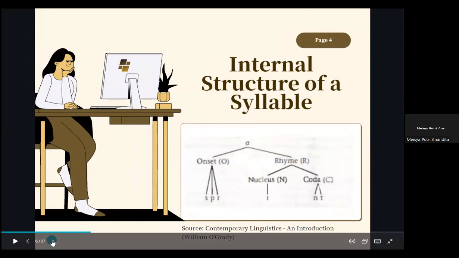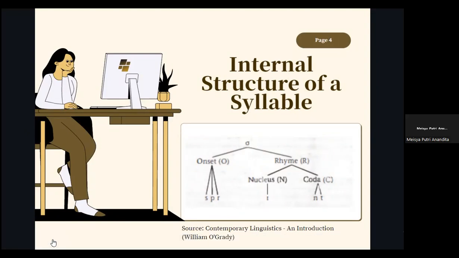Internal structure of a syllable. Sigma is divided into two. There are onset, which is an initial consonant of a word. Rhyme is also divided into two. There are nucleus, which is a vowel in a word, and coda, which is the final consonant or the consonant after a vowel.